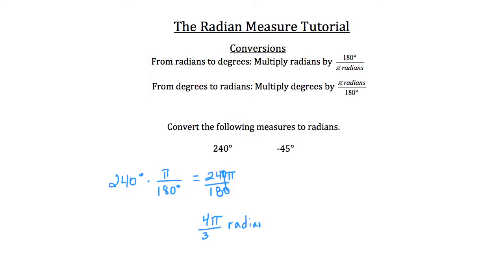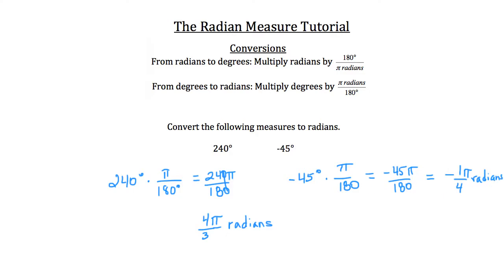That's the radian measure. Now let's convert negative 45 degrees to radians. So we'll have negative 45 degrees, and we're going to multiply by pi over 180 degrees. So we're going to get negative 45 pi over 180. Negative 45 over 180 reduces to negative 1 over 4, and that pi stays on the top. So we have negative 1 pi over 4 radians when we convert negative 45 degrees to radians.